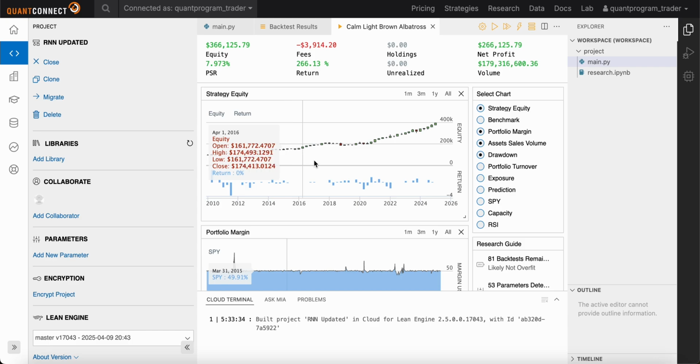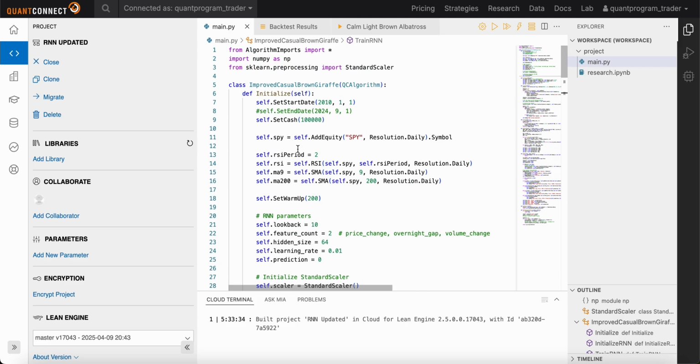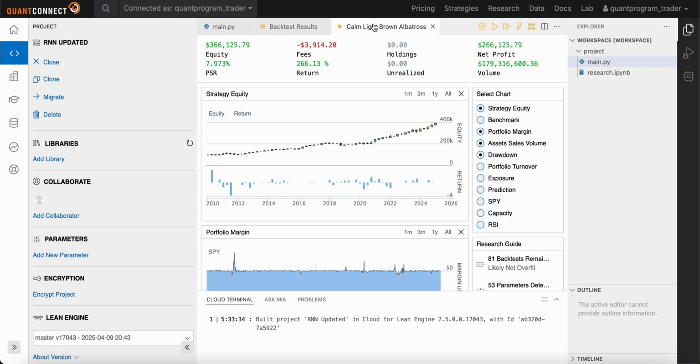So for example, here, this is the recurring neural network strategy. If you go into the train model, it's from 2000 to December 31st, 2009, that we used to train the recurring neural network. But the test is from 2010 to the most recent date. So that's what we do. That's the advantage of machine learning models: we can feed in these crazy moments, and the model can essentially train itself to prepare for these kinds of scenarios.